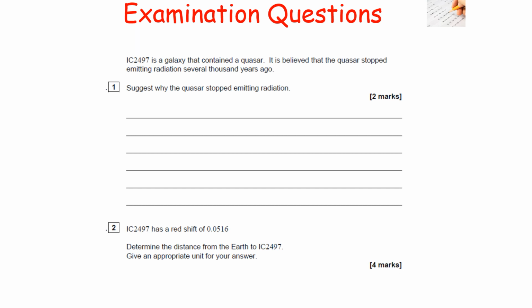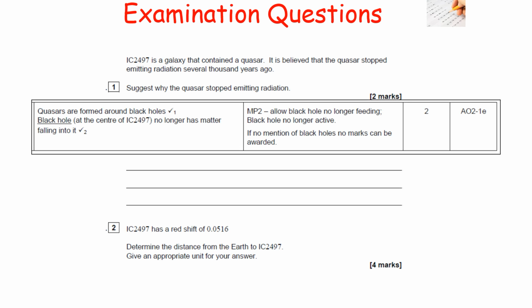Right, so you've got to understand why quasars emit radiation. Quasars emit radiation because quasars are formed around black holes. Now, obviously nothing can escape a black hole, no radiation can escape, but as matter is being drawn into a black hole, before it passes the event horizon, it can emit radiation because it's being pulled in and accelerated towards the black hole. So that particular process releases radiation, and so this tells us that if it's no longer releasing radiation, then no matter is being drawn into the black hole.